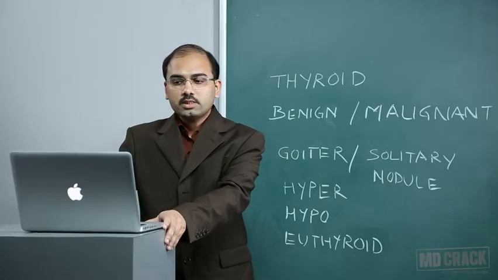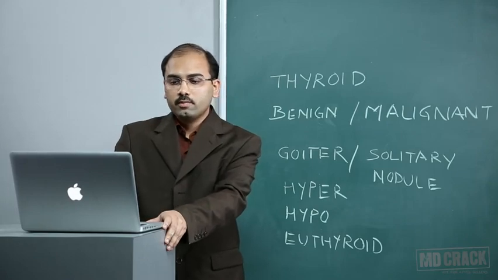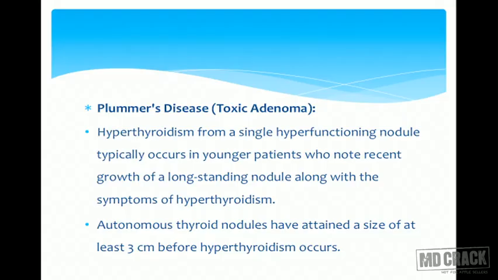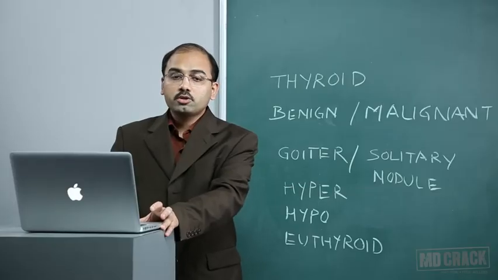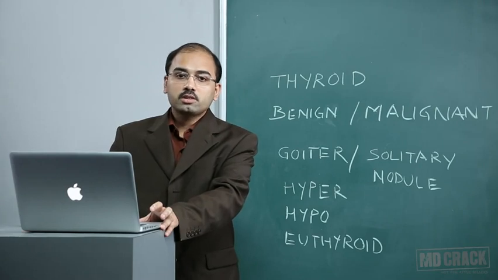Next we move on to Plummer's disease, which is also called toxic adenoma. So hyperthyroidism from a single hyperfunctioning nodule typically occurs in younger patients who note recent growth of a long-standing nodule along with the symptoms of hyperthyroidism. So here you should notice that it is toxic adenoma. Autonomous thyroid nodules have attained a size of at least 3 cm before hyperthyroidism occurs. So before hyperthyroidism can be apparent, there should be a size of at least 3 cm.